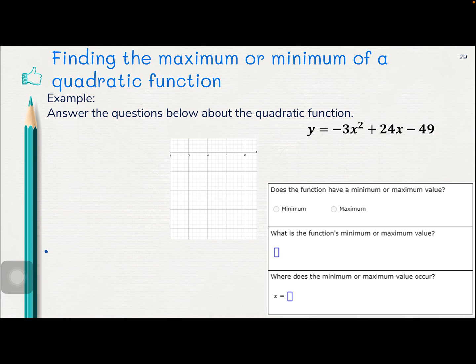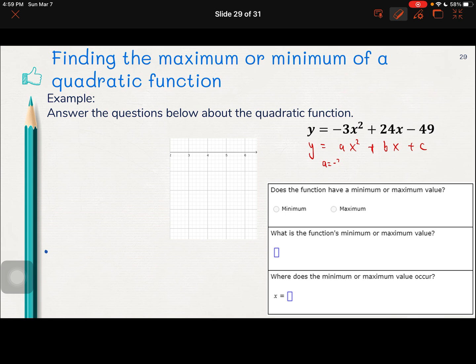with this quadratic function. So the first thing that I'm going to do is compare the quadratic function to the general formula, that is ax squared plus bx plus c. From here I see that a is minus 3, b is 24, and c is minus 49.